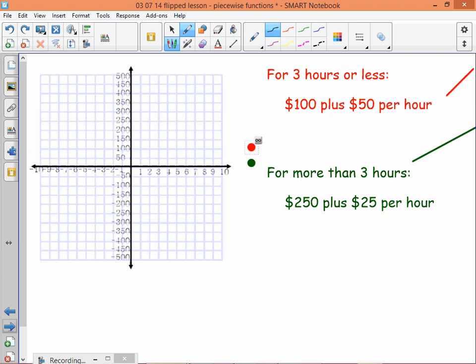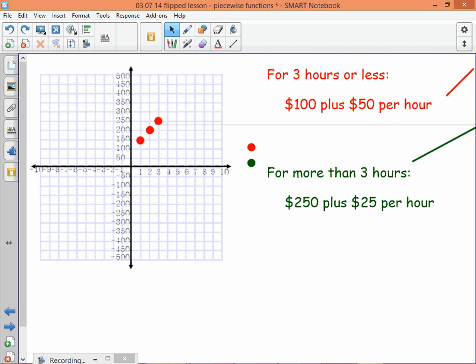Okay, first one. For 3 hours or less, he's going to charge $100 plus $50 per hour. So let's just talk about it. For 1 hour, he charges $100 plus $50, so I'm going to put it at 1 hour, comma, 150. For the next one, he charges $100 plus 50 for 2 hours, so $200. For the next one, $100 plus 150, so for a total of $350.